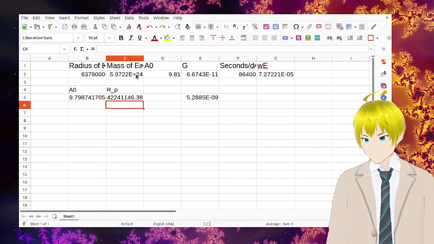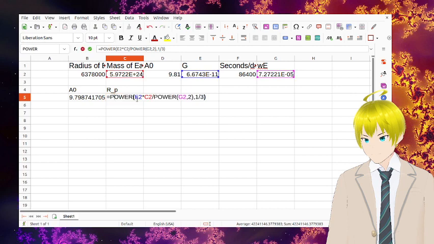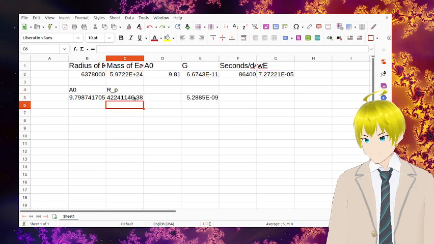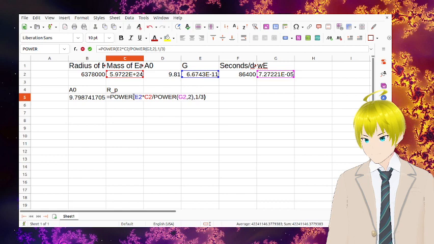G times M divided by, this is right. Actually, yeah, okay, so this is right. Actually, I'm wondering if I could get it in terms of this instead of in terms of G. Might be nice. So G times M divided by omega squared to the 1/3. Why is this the wrong answer? Oh, I'm so dumb. Oh my god. Oh, no.